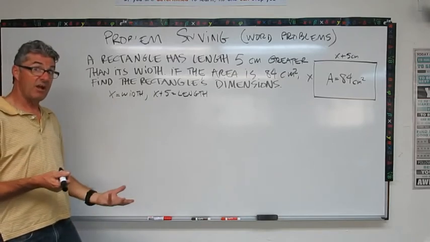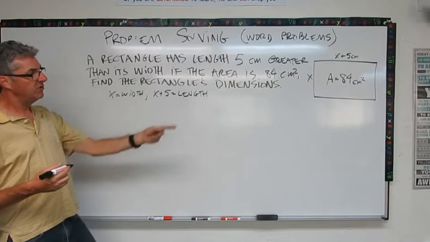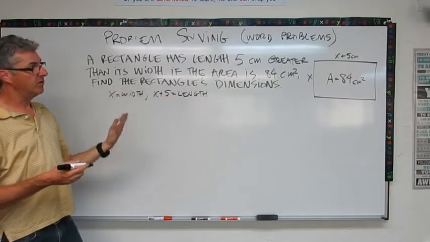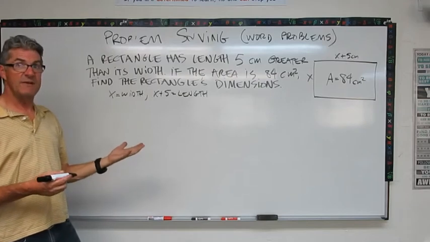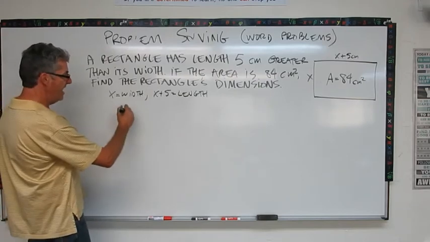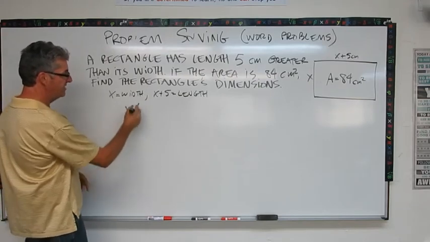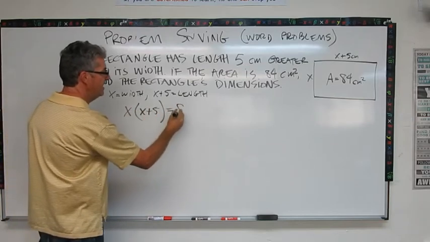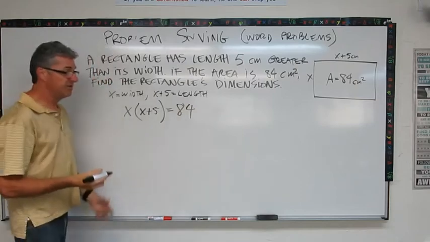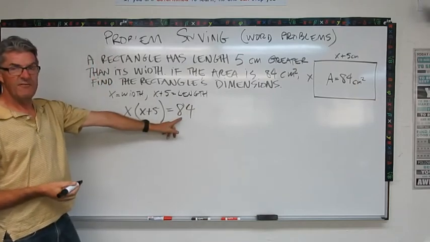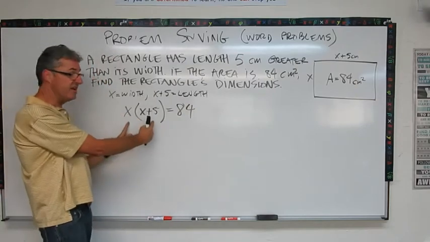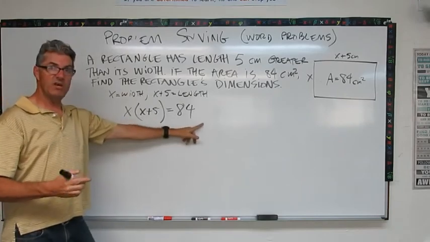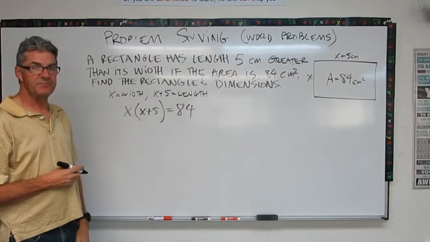Okay, now we need an equation. Well, here's a clue. They tell us what area is. We know that for a rectangle, area is length times width. So my equation is going to be x, width, times length equals 84. So I know my area is 84. I know how to get area: length times width. So this is a valid equation for that situation.